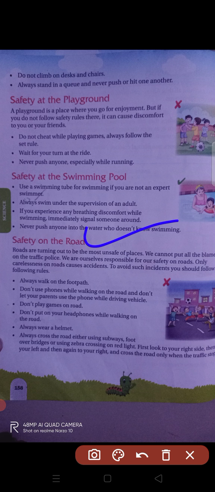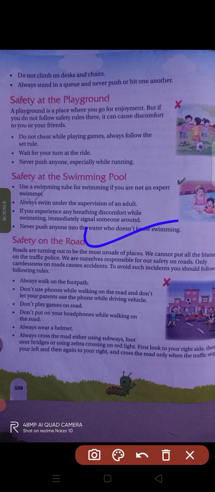And we also see some pedestrians walking on the road, right? While going to school, while coming from school, or if you want to buy some fruits or vegetables, you have to go to the market by crossing the road itself. So we go on the road for everything, right? Then how can we be safe on the road? Roads are turning out to be the most unsafe of places.